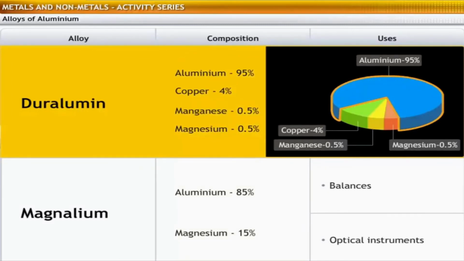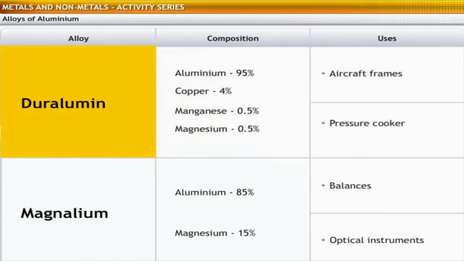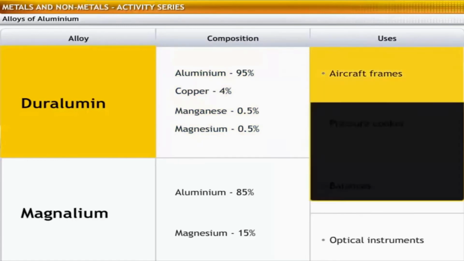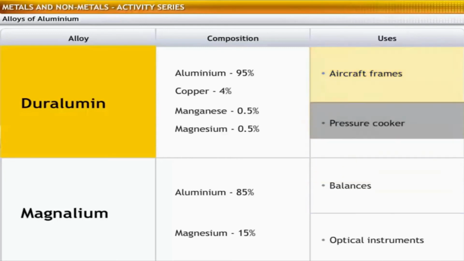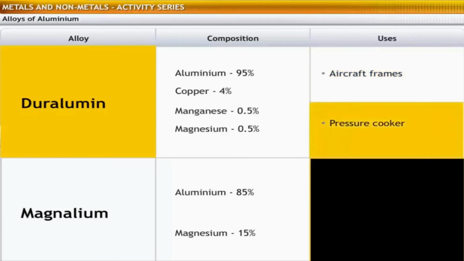95% of aluminium, 4% of copper, 0.5% of manganese and 0.5% of magnesium. Let us look at some of the common uses of duralumin. Duralumin is widely used in the aircraft industry. This is because of its lightness and other desirable physical properties. It is also used in making pressure cookers to withstand high temperatures.